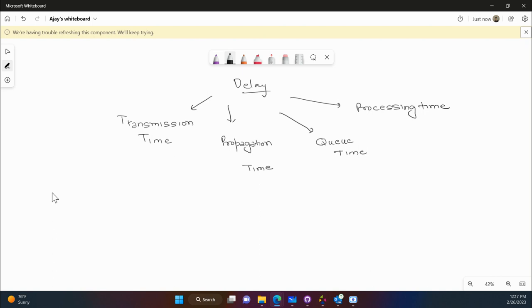Hello everyone. Today we are going to talk about the different types of delays in a computer network. There are four types of delays. The first is the transmission delay, and the second is the propagation delay. Then there is the queue time, and then the processing time.